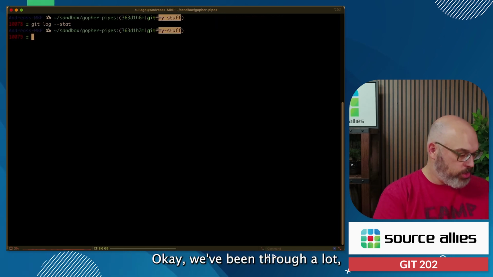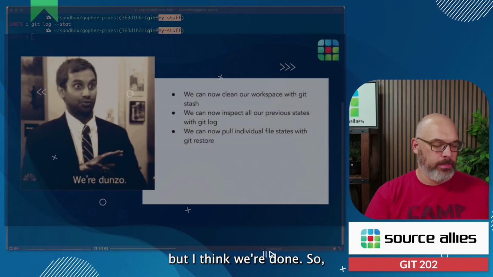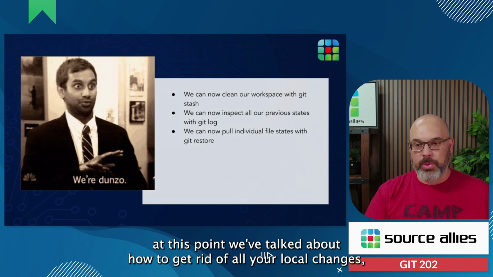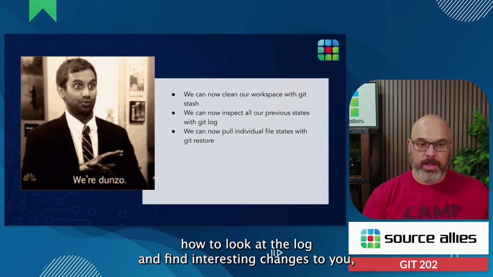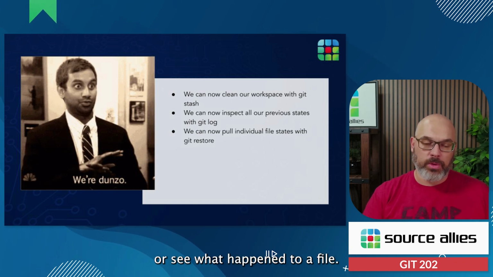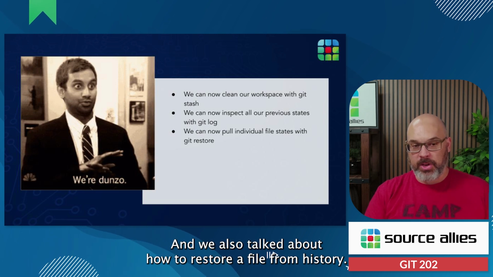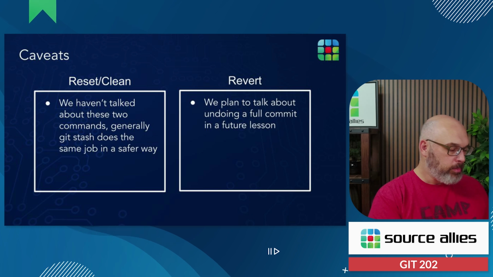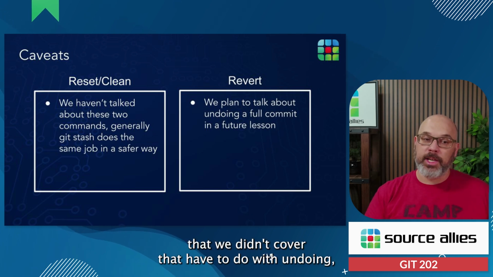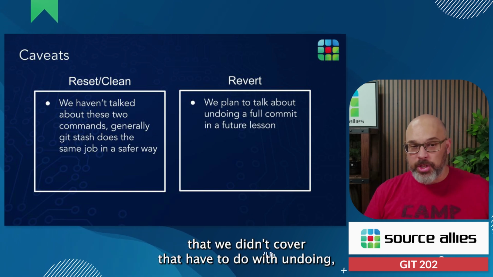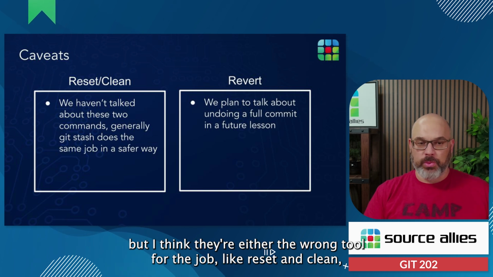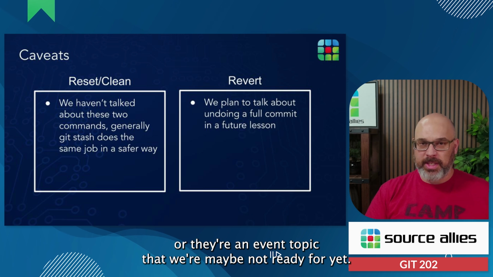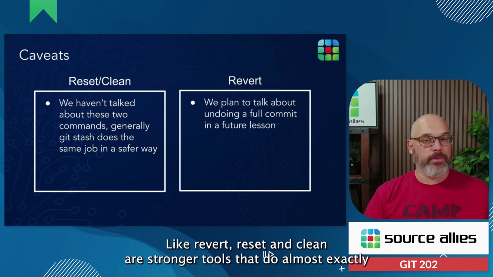Okay, we've been through a lot, but I think we're donezo. At this point, we've talked about how to get rid of all your local changes, how to look at the log and find interesting changes to you or see what happened to a file. And we also talked about how to restore a file from history if you want to pull something back from the past. There are a few caveats that we did not cover that have to do with undoing, but I think they're either the wrong tool for the job, like reset and clean, or they're an advanced topic that we're maybe not ready for yet, like revert.